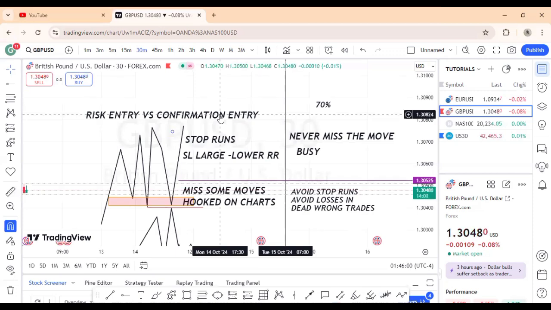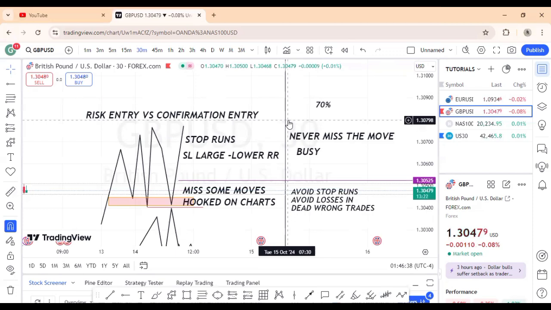And then there are pairs, so take note of this. You have to understand the nature of the pair you're trading because there are pairs that never give confirmation entry, right? For instance, pairs that are driven by fundamentals, maybe US oil. Most of them don't give confirmation entry. If there is a fundamental event like news, you cannot see a confirmation entry. It happens when there is no known fundamental event.